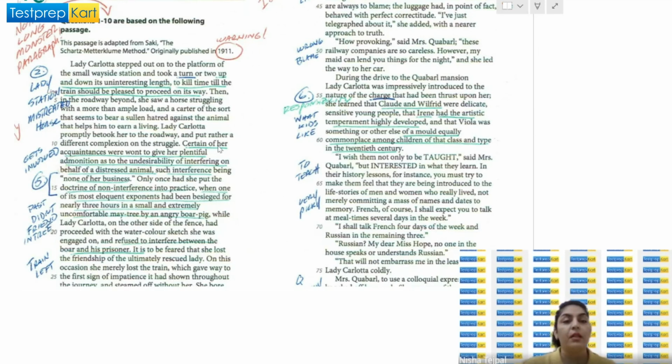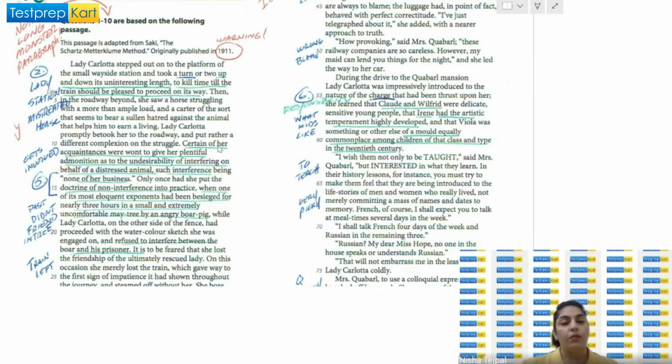It says this passage is adapted from Saki, The Square Egg, originally published in the year 1911. So this tells us from what book the passage has been taken or adapted. It was originally published in what year?